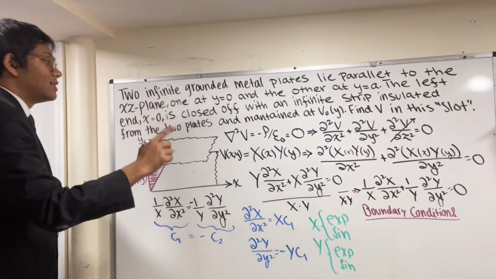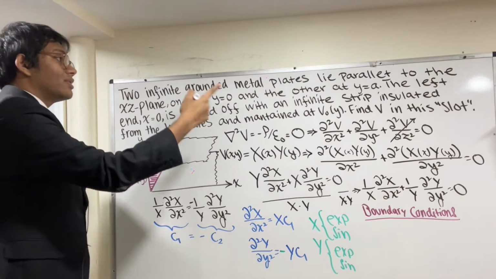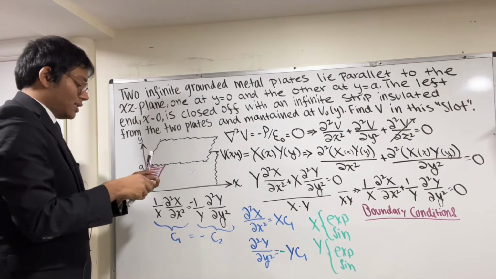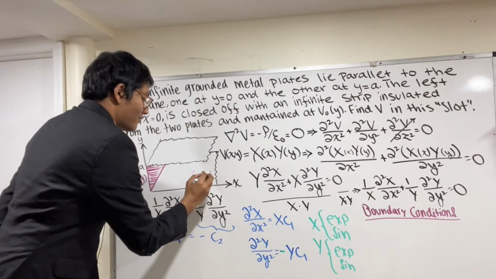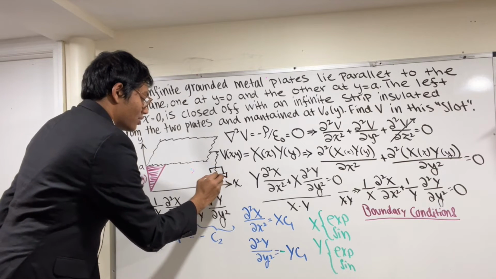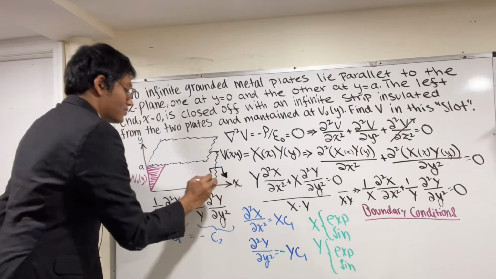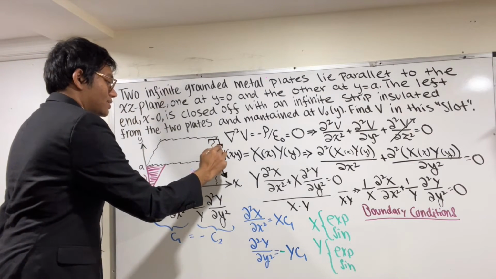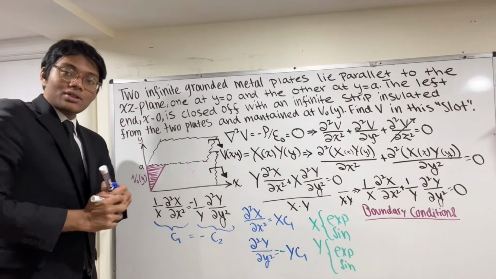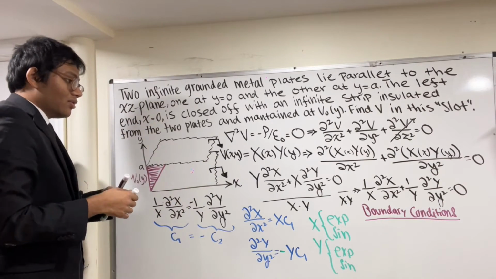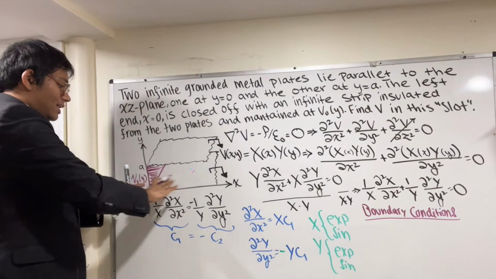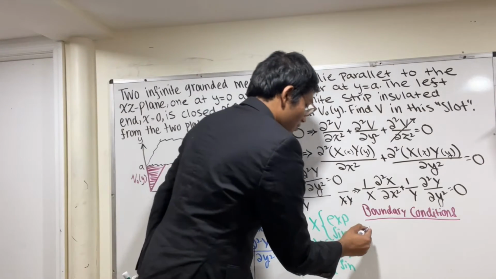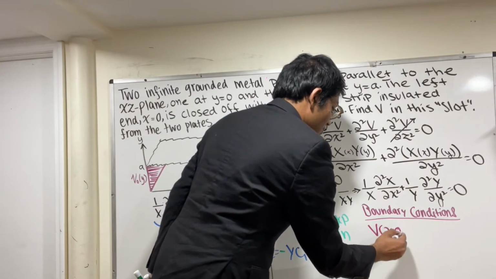Did I say it here? Two infinitely grounded metal plates. So these two plates are grounded, right? Usually you will see the fact that something is grounded using this symbol, an arrow pointing down to the ground. That's how you know it's grounded. So these two metal plates are grounded, meaning the electric potential on their surface is 0. So one of the boundary conditions we have is that the electric potential at y equals 0 is 0. So V(x, 0) is 0.